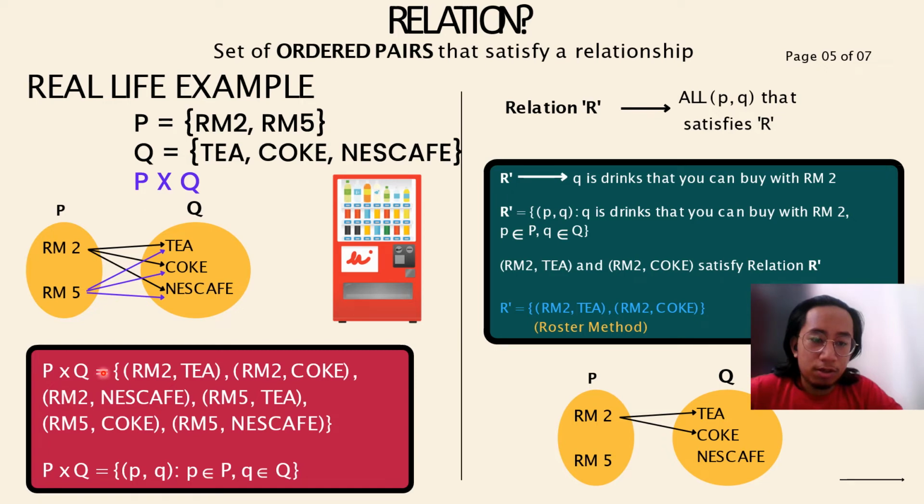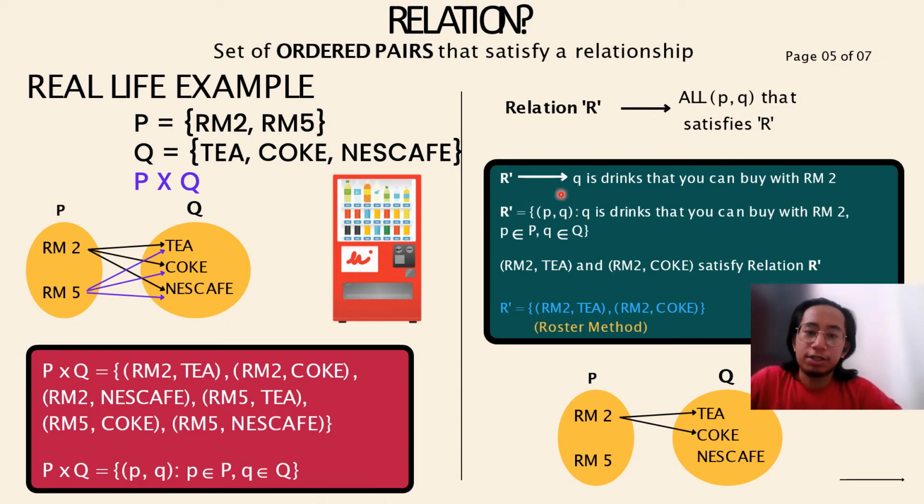So P cross Q is the set of the following ordered pairs. We get 6 ordered pairs of the form (p, q), where every p belongs to set P and every q belongs to set Q. That's how it can be written in the set builder form.